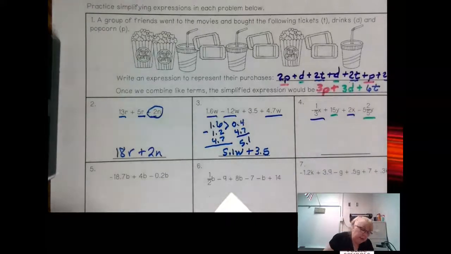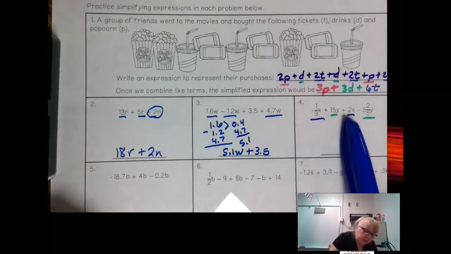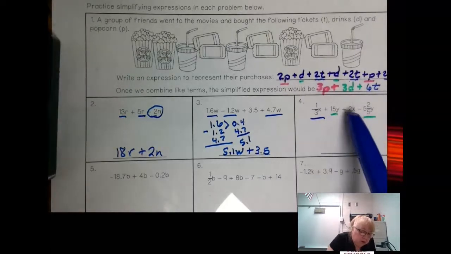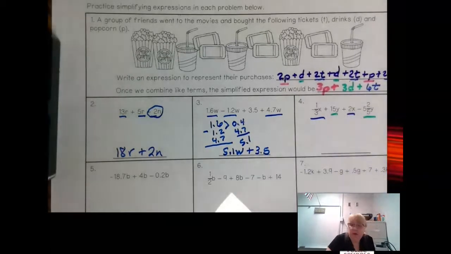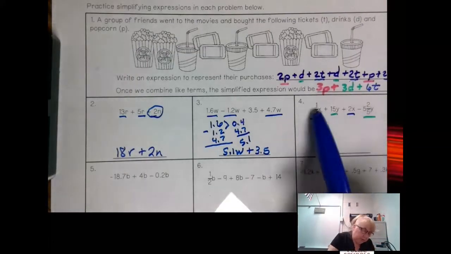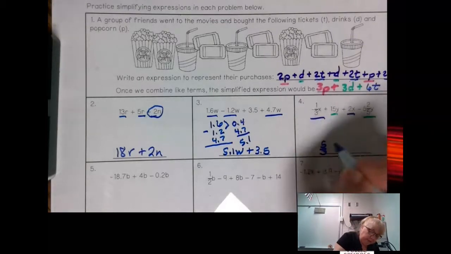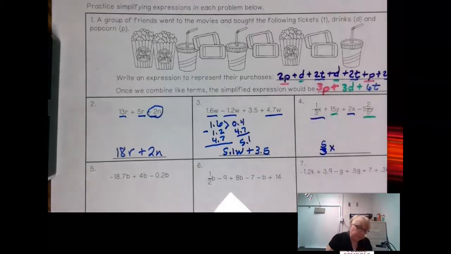So negative 1/3 x plus 2x. Well, how many thirds are there in 2? If I take 2 wholes and split them into thirds, then I'm going to have 6 pieces. So that's 6 thirds minus 1/3 gives me positive 5 thirds. And don't forget the variable x.